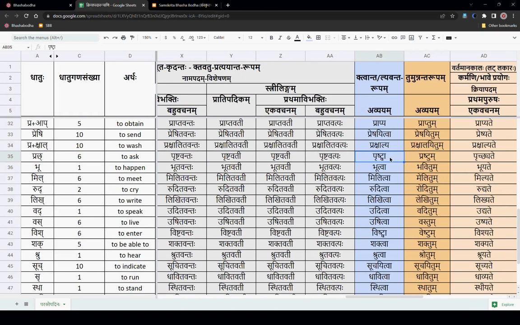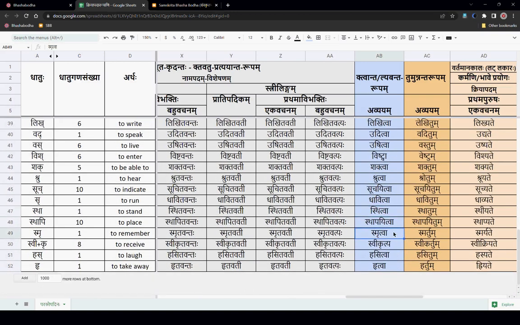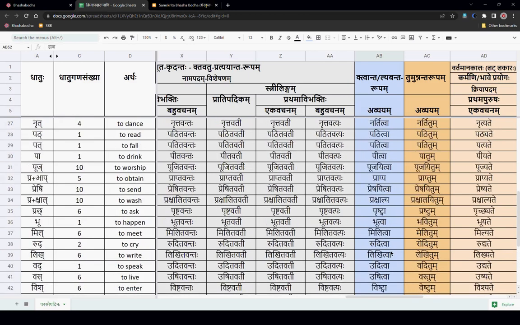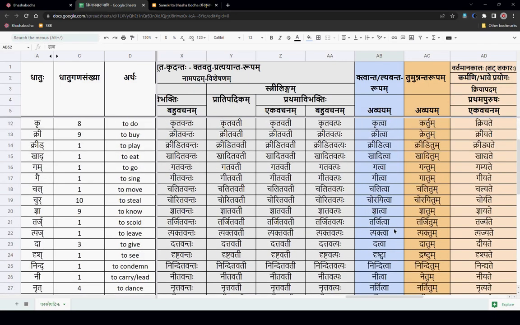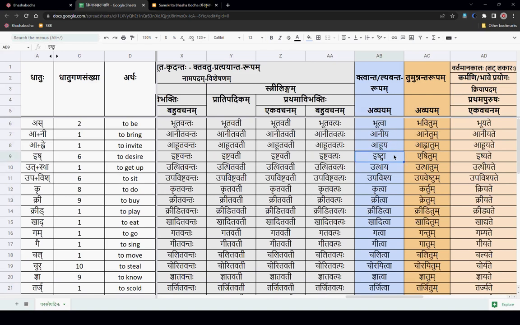So there is still twa at the end because there is no upasarga, but the form is not pruchitva, it's prushtva. Some of the twa forms are with e, like militva, not miltva. Militva, luditva, likhitva, ushitva. Some are with e, like suchayitva, marjayitva. But some are not with e, even though it is twa, like vishtva, shaktva, shrutva, sthitva. There is no e there. Smrutva, not smaritva. But hasitva has e, not hastva. And rutva, not haritva. So some are with e, some are without e, even with twa.